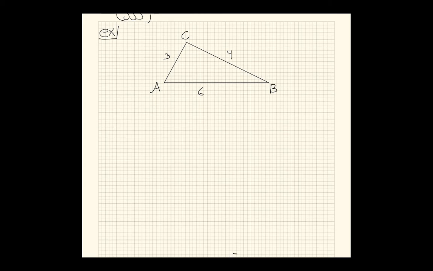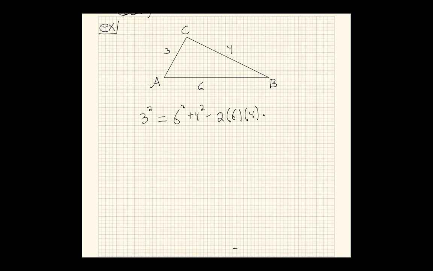Let's say I want to find angle B. I'm going to start with my 3 squared. So 3 squared equals 6 squared plus 4 squared minus 2 times 6 times 4 times the cosine of B. This is where my variable is. This is what I want to solve for, what I want to get by itself. So I'm going to reduce all this and move it over. And then remember, if we want to cancel a cosine, you need to inverse it. So that's what we're going to be doing at the end.